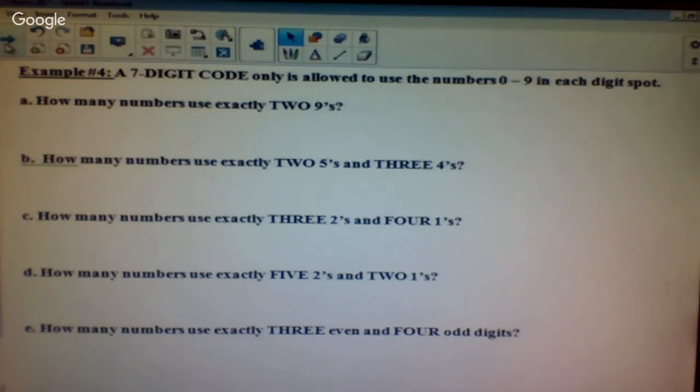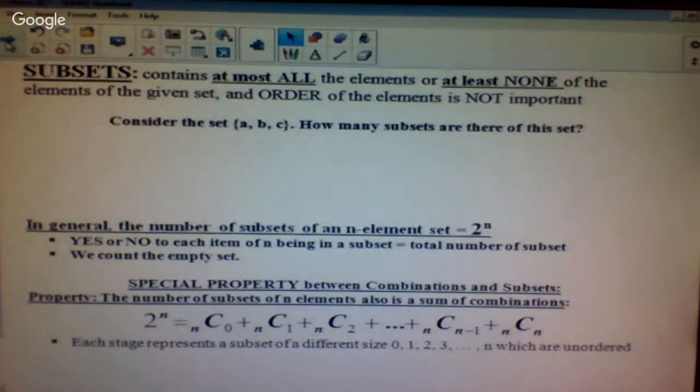Okay, we're gonna skip this example for right now and talk about subsets real fast. I don't think we're getting donuts today. They're watching the live stream.